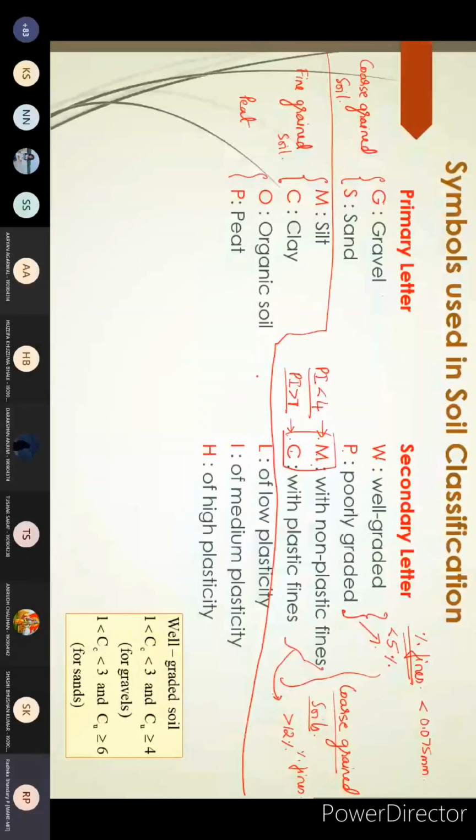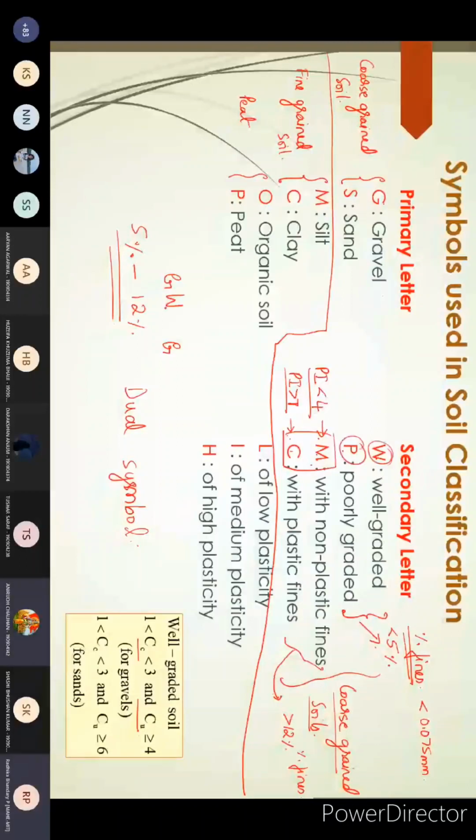So now if the percentage fines is between 5 and 12%, then we go for the dual symbol. What it means is we use the primary symbol G, and we check the CU and CC values and say whether it is well graded or poorly graded. And since the percentage fines are between 5 and 12, we also use the plasticity index and see whether it is M or C. So when we give the classification, we use a dual symbol in this way. Otherwise it will be just simply GW if it is less than 5%, or it will be GM if it is more than 12%. In between, we use both symbols together.